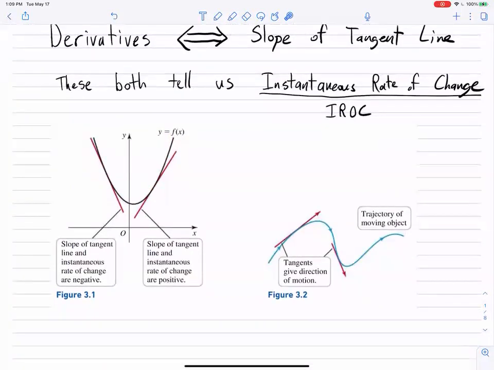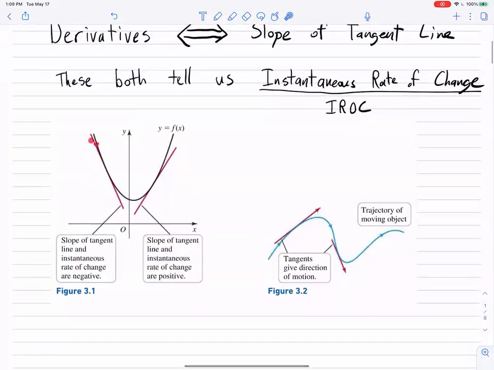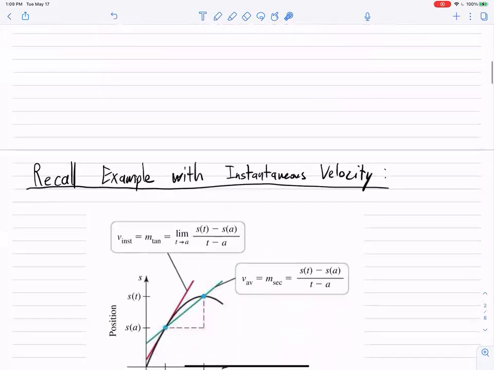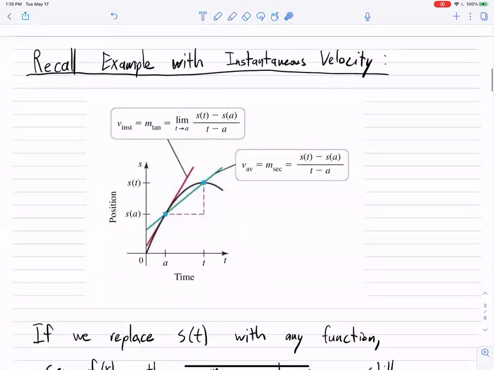Tangents give direction of motion. And so this tangent line tells us that it's moving in that direction. This tangent line tells us moving in that direction, moving in that direction. And we can use tangent lines to tell us what the trajectory of an object would be. And so how tangent lines are related to functions, they're all very interconnected. And the idea is that the derivative is how you calculate the slope of that tangent line. Okay, so let's recall the example with instantaneous velocity.